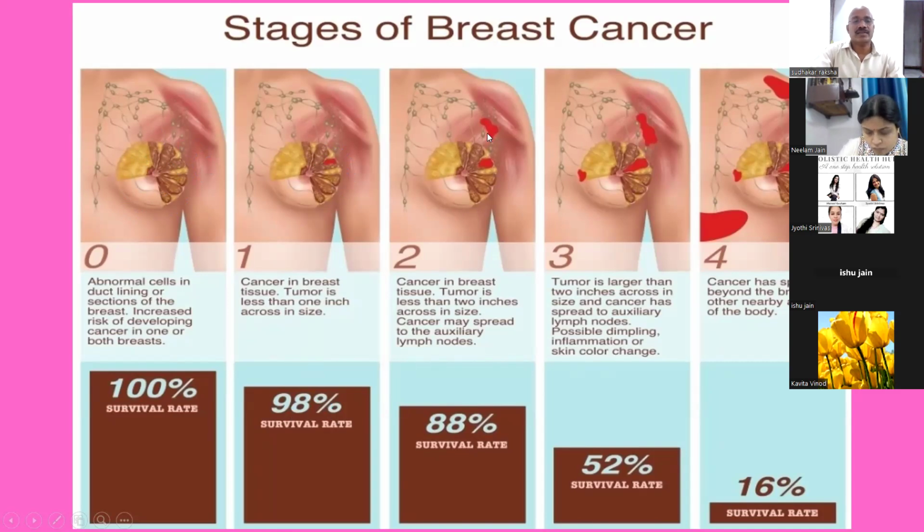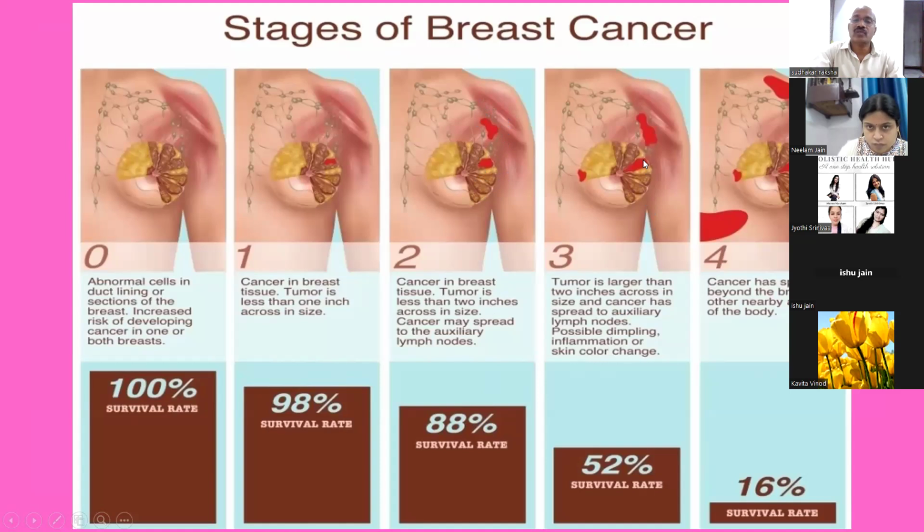Stage 2 means the tumor is less than 2 inches, but it has spread to the axillary lymph nodes. So here also, when we do the mastectomy with the axillary lymph node dissection, the 5-year survival rate is 88%.